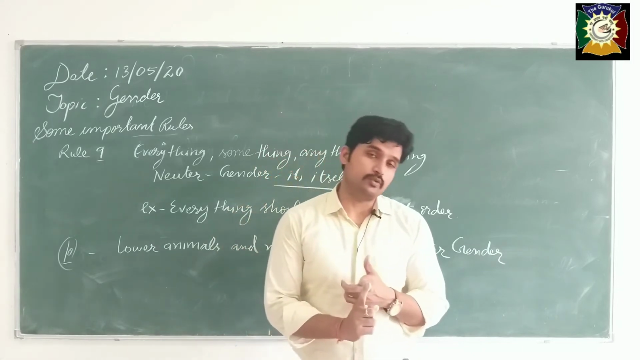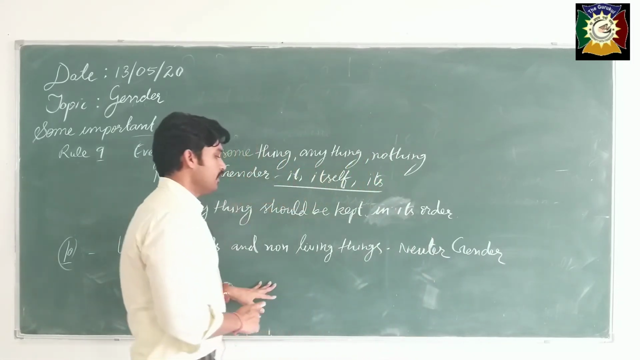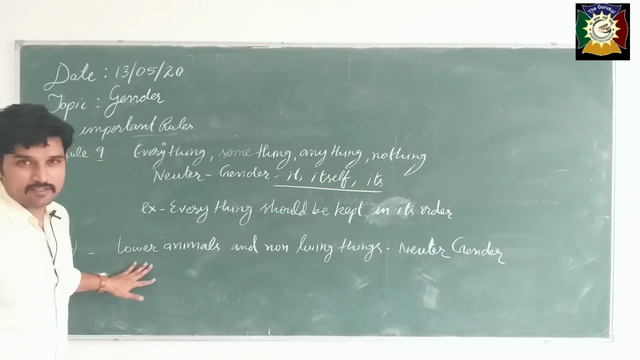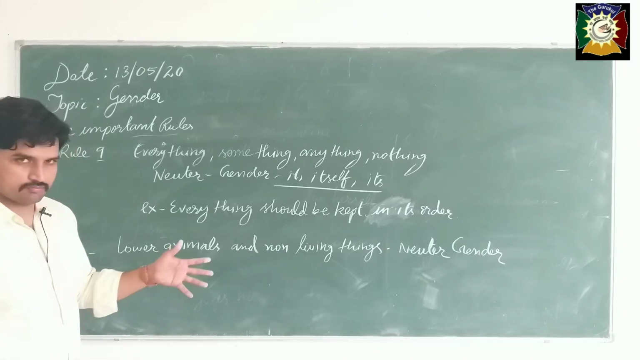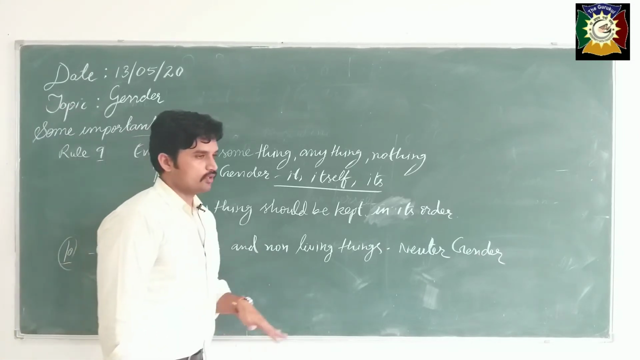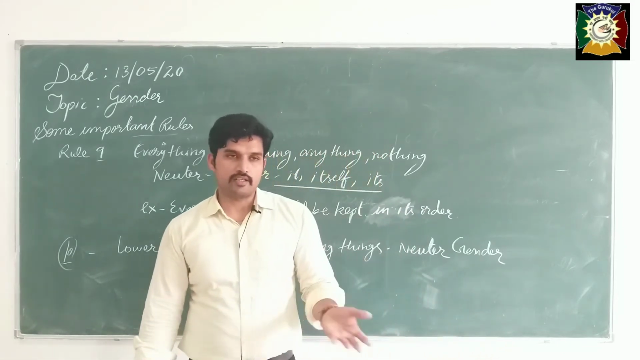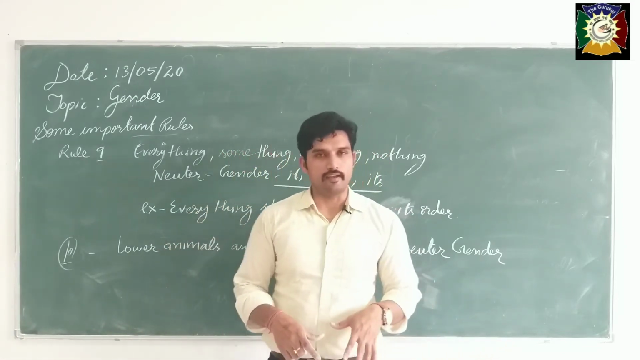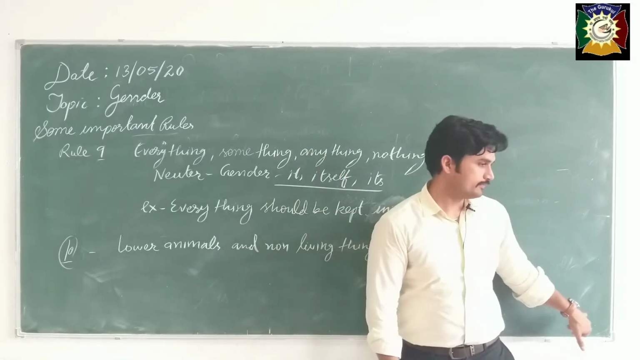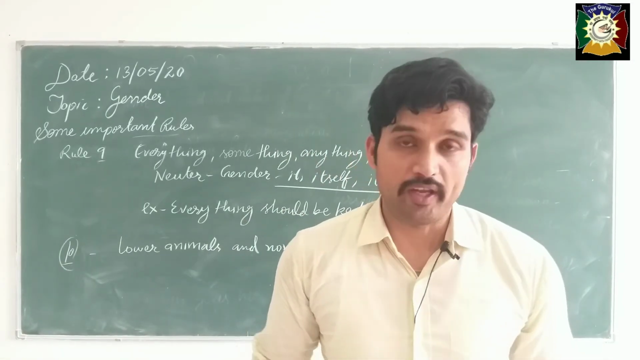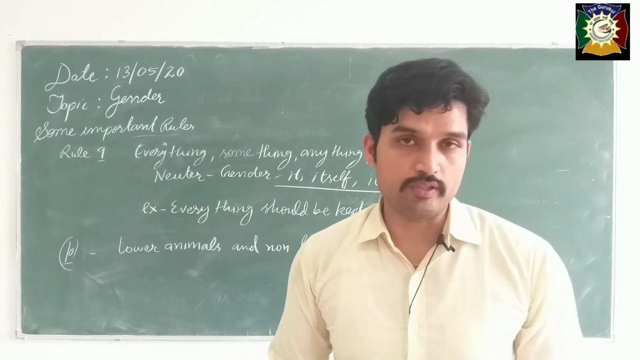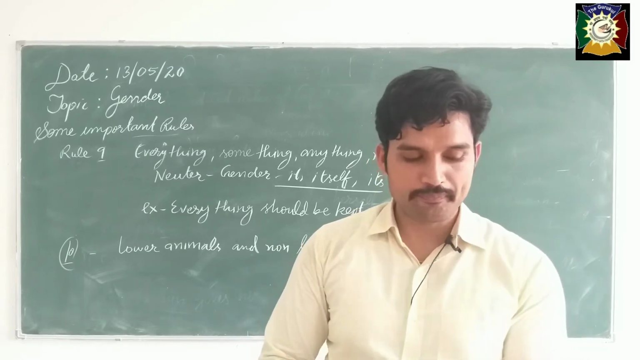Now why did I use it here? Because it is either a lower animal, small size, or non-living things. For example, you can address any furniture or any other non-living thing using it. Clear? In the same way, there are some more rules. Listen to them very carefully.